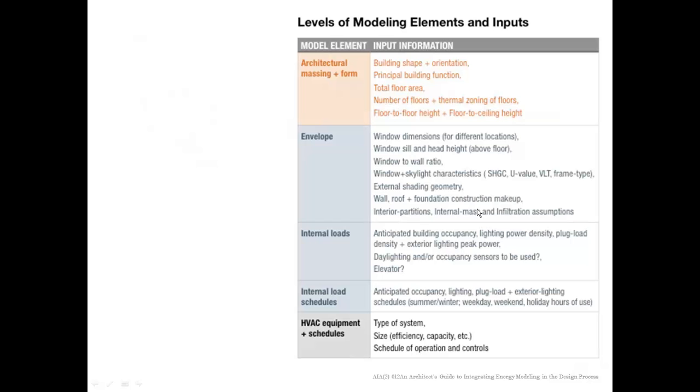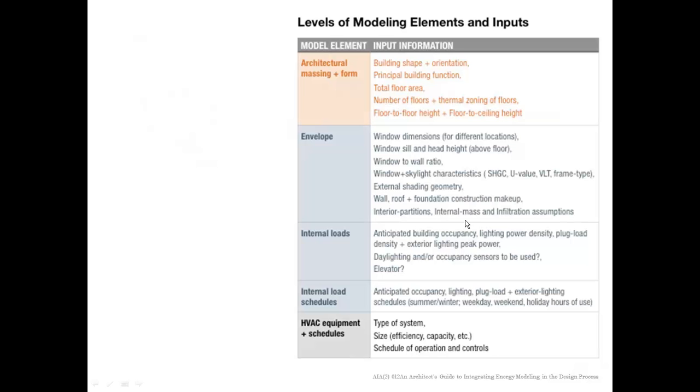Wall, roof, foundation construction and makeup. So very important. What is the thermal performance of your roof, of your walls, of your floor? Interior partitions. Now you may think, why does it matter how an internal partition performs? It may not matter, but it would matter if we had different thermal zones on different sides of a partition, because then you would have energy transfer.